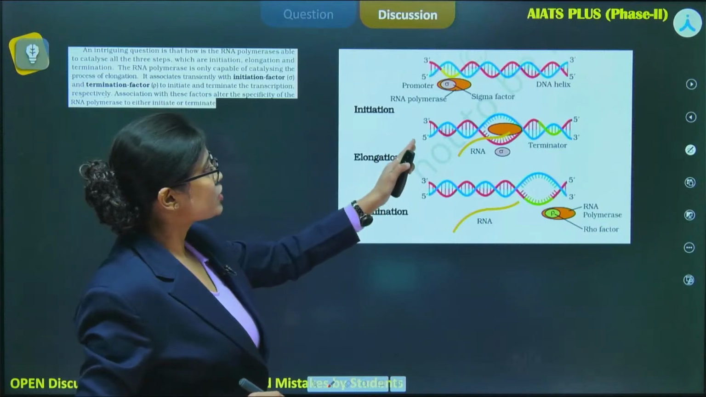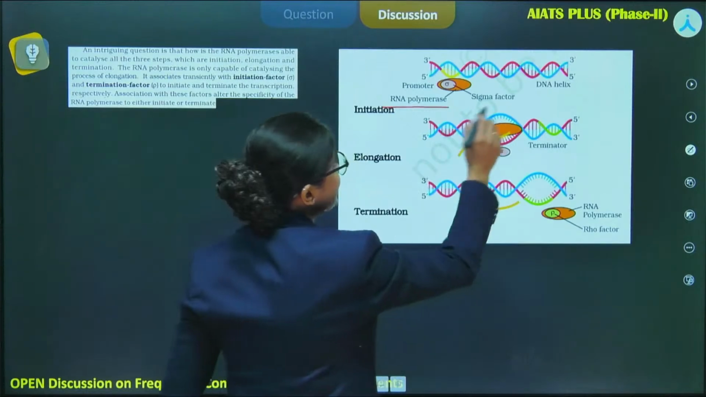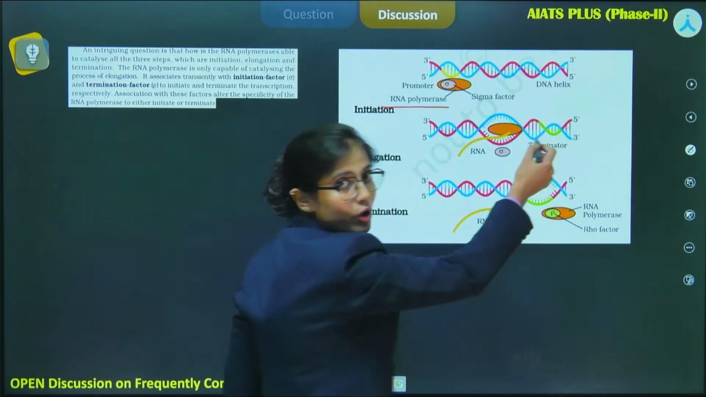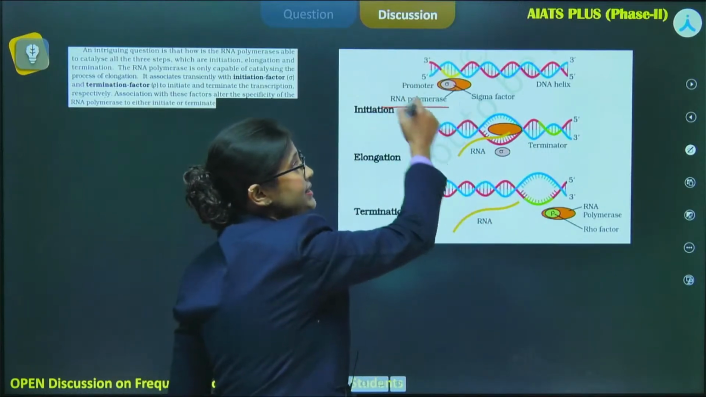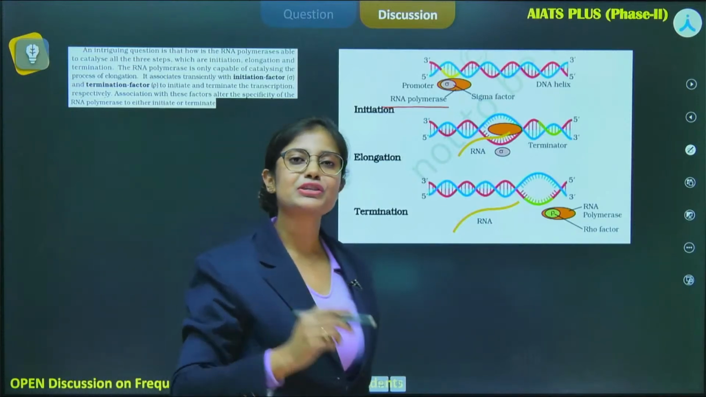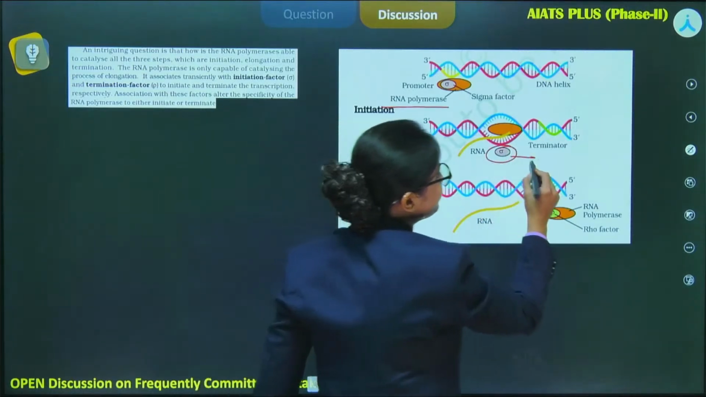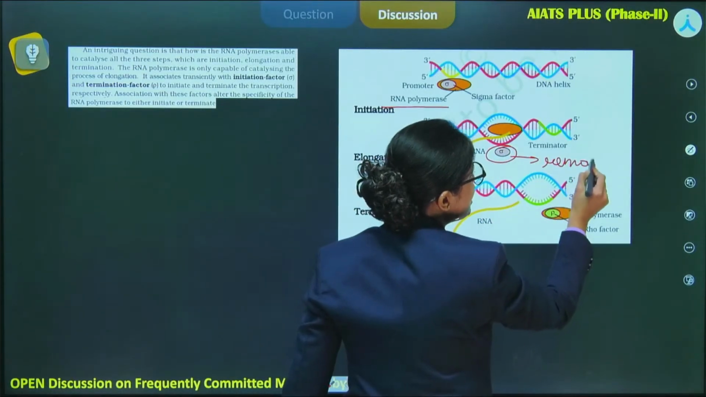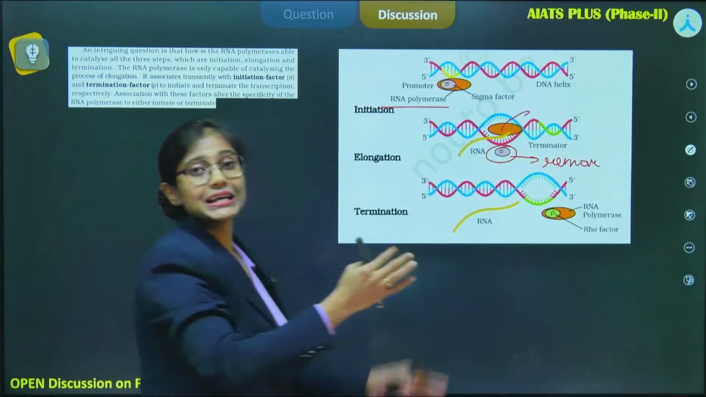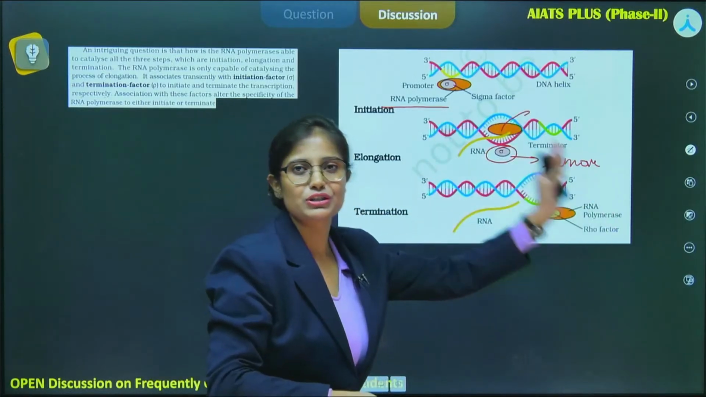Here the initiation of the process is shown, where you can see that RNA polymerase is getting attached with the sigma factor and how it is initiating the process by attaching this RNA polymerase to the promoter region from where the initiation of the transcription will start. Later the sigma factor gets removed, and alone this core enzyme opens the DNA double helix structure and then initiates the process of elongation.